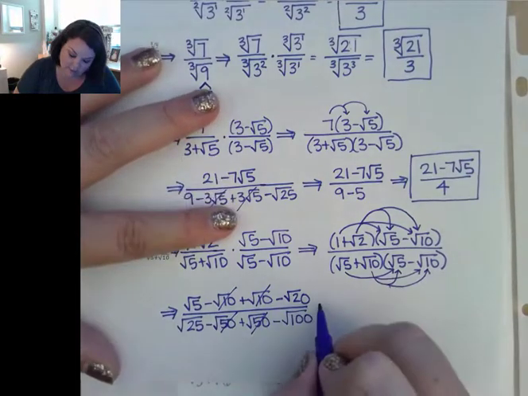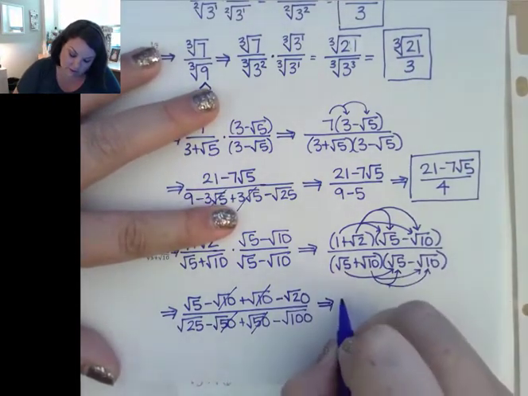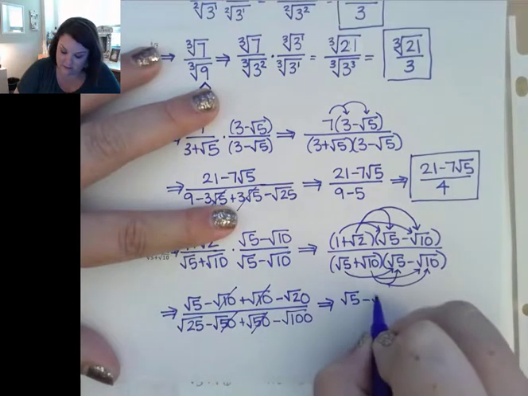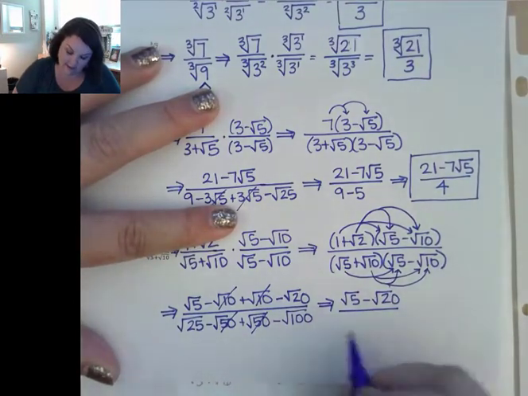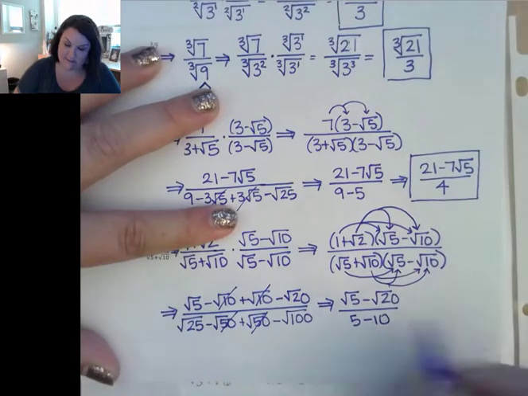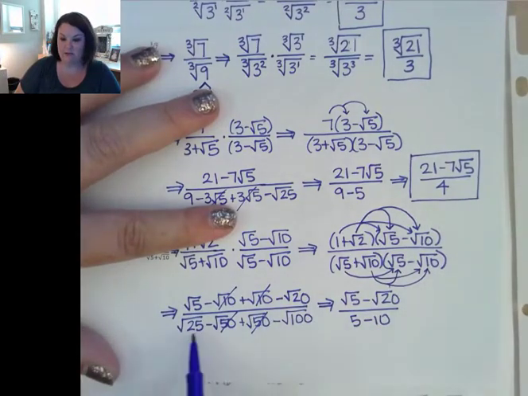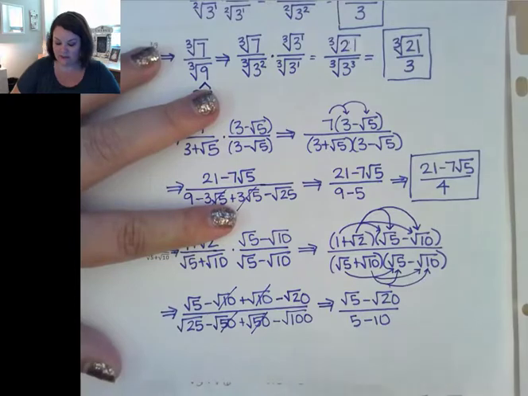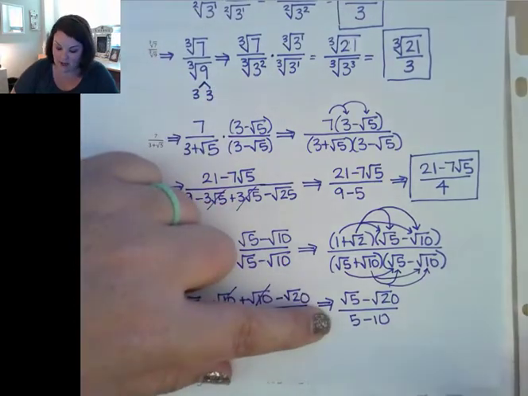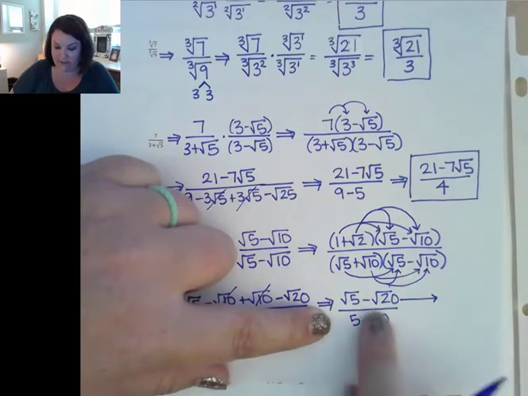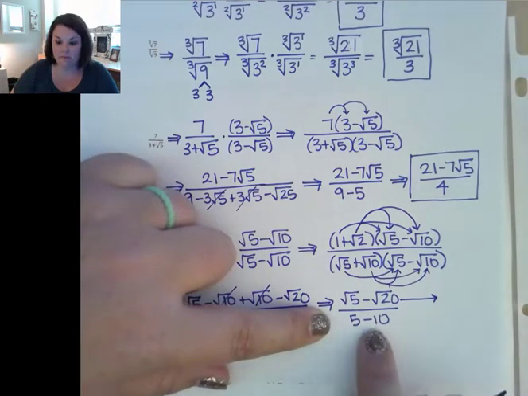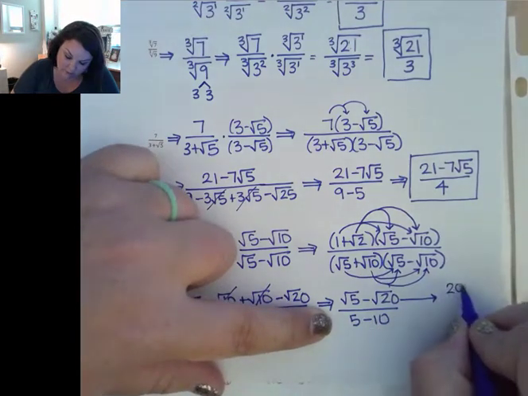So what I'm left with here is the square root of 5 minus the square root of 20 on top, and on bottom, I have 5 minus 10, right, when I simplify these radicals. Okay, so I have a couple things left to do. One, I want to see if I can simplify this 20, and two, I need to simplify on the bottom, right? So let's look at 20 really quick.